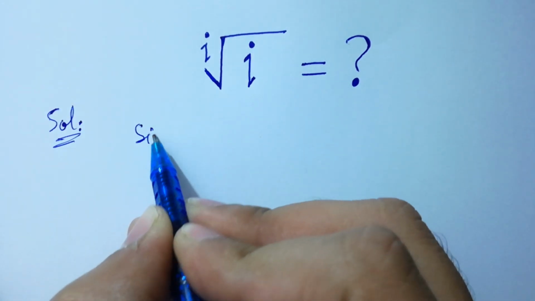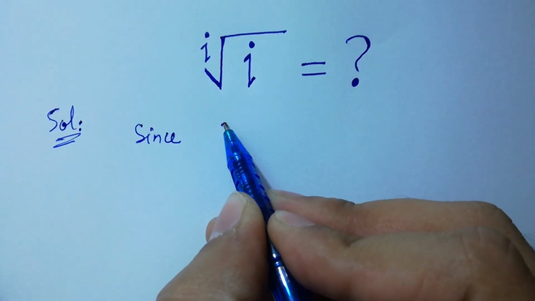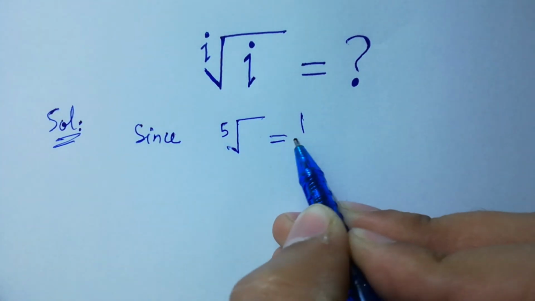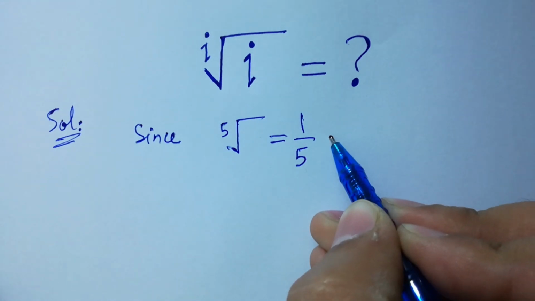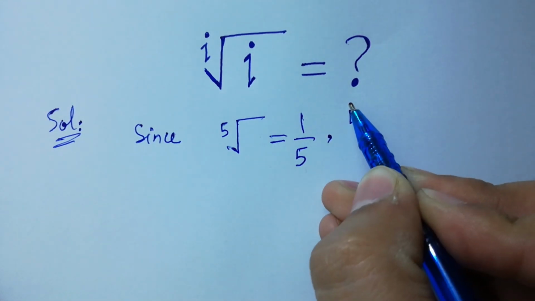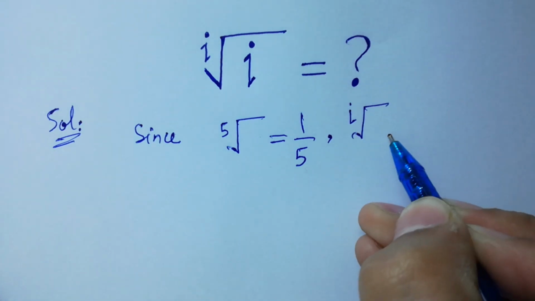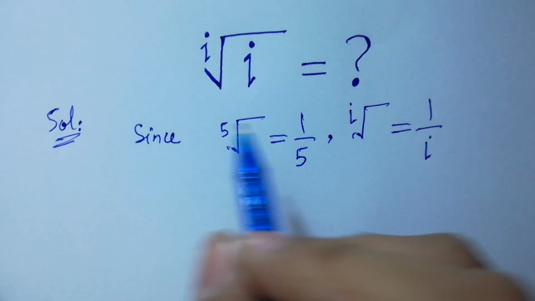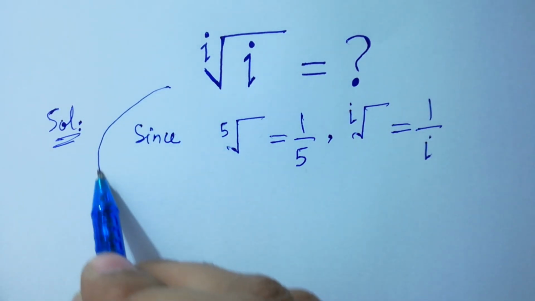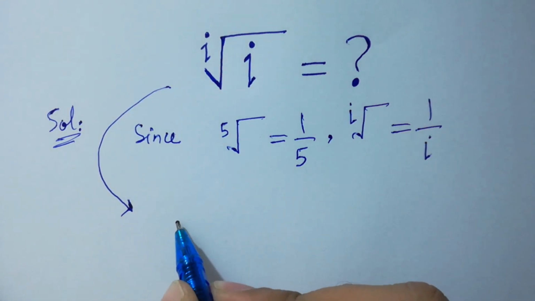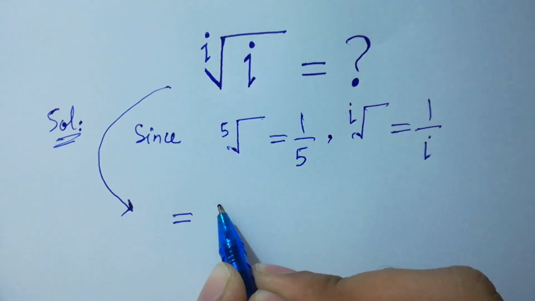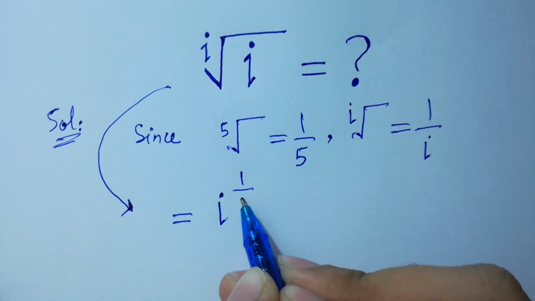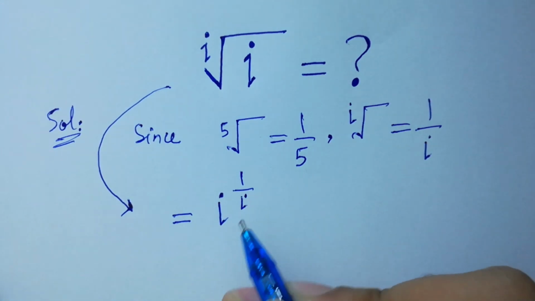Since 5 root equal to 1 over 5, then i root equal to 1 over i. So i root i is same as i to the power 1 over i. I hope you understood.